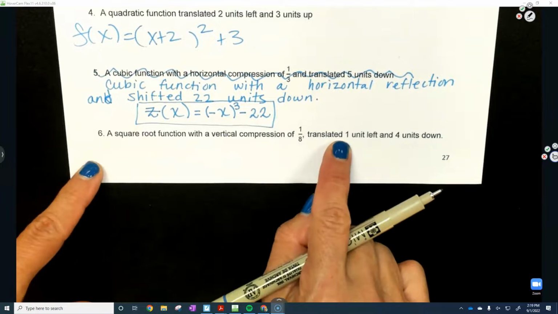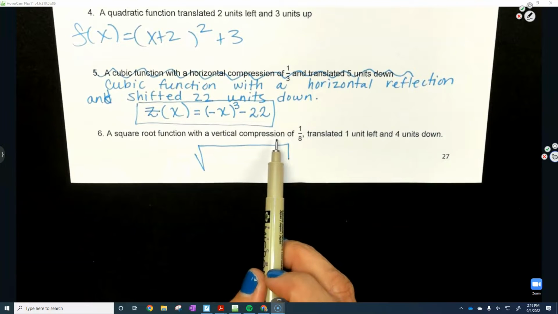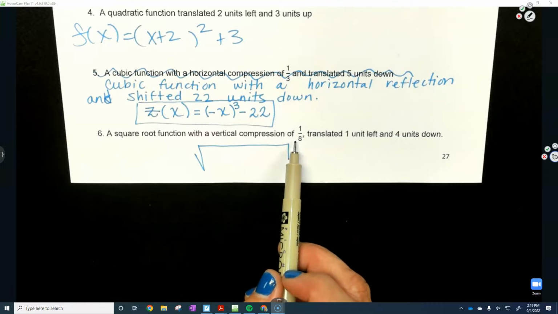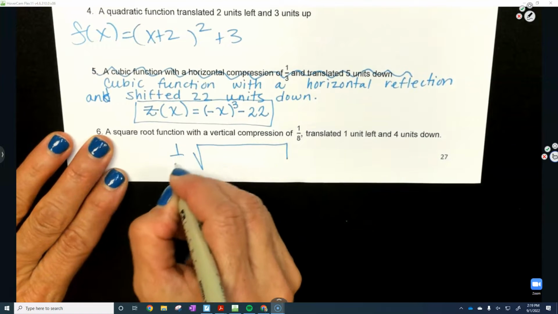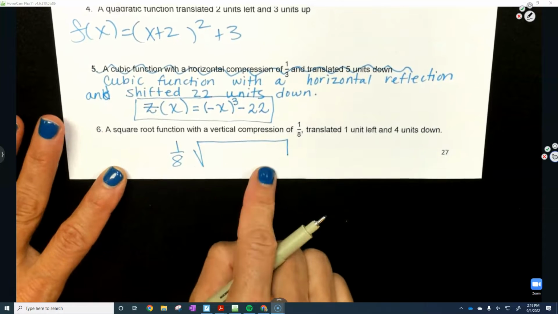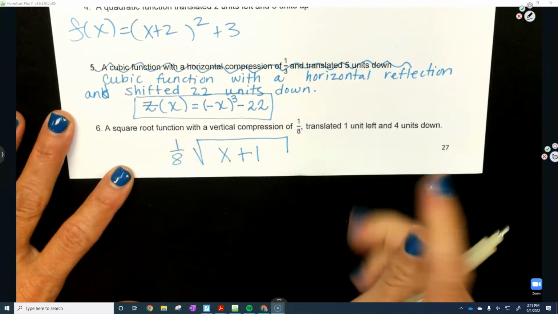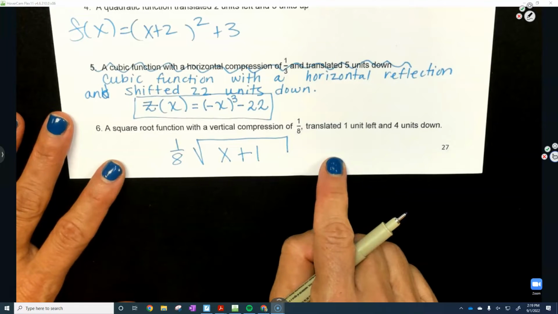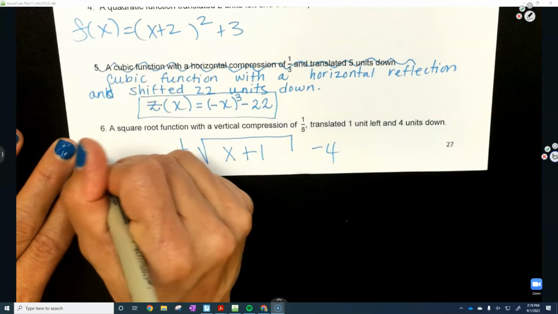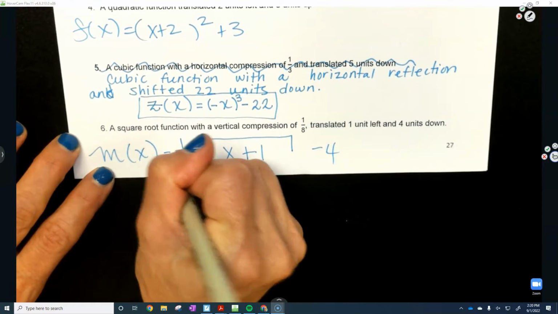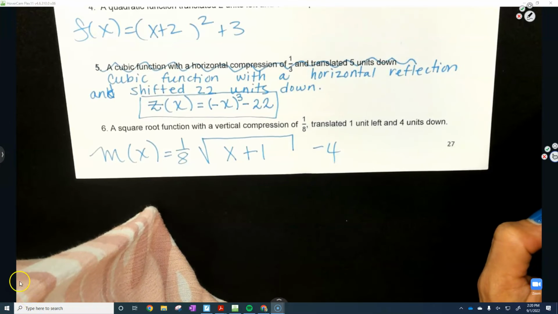Last one, square root function. Well, let me just draw my setup here. Y'all, this is a vertical compression of 1/8. Where does that go? Yeah, that's your a value. Good job. Y'all want me to write anything in here? What is in here? Yes, indeed. +1. And then go outside of the square root symbol. Yep. I'm going to pick m of x. M for Maria, because that's a cool name. All right, so guys, we are done.